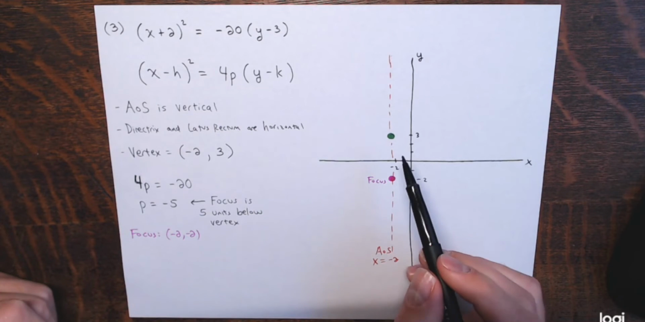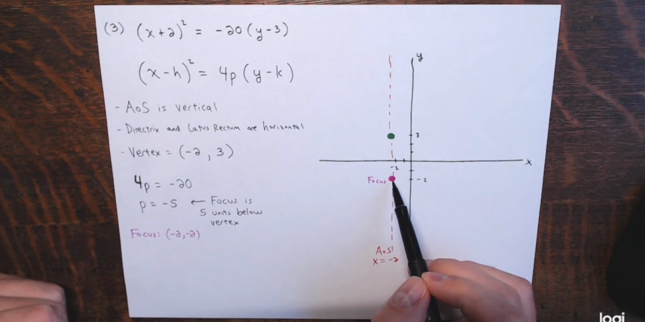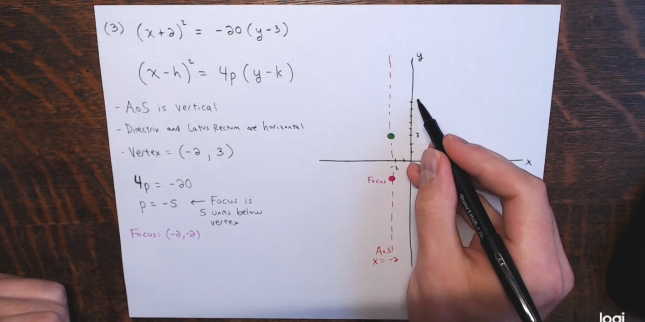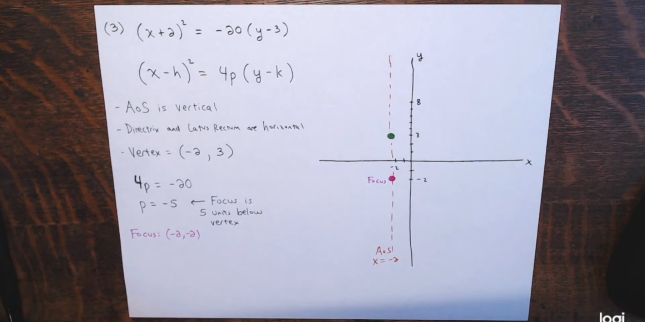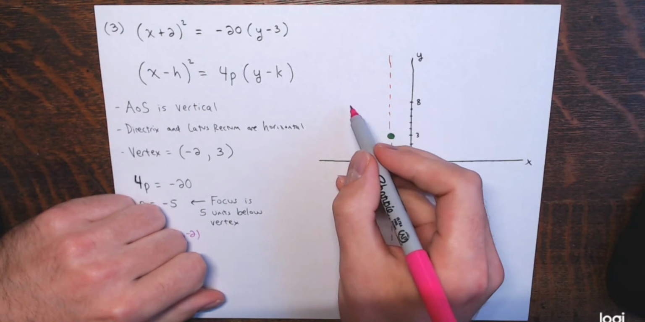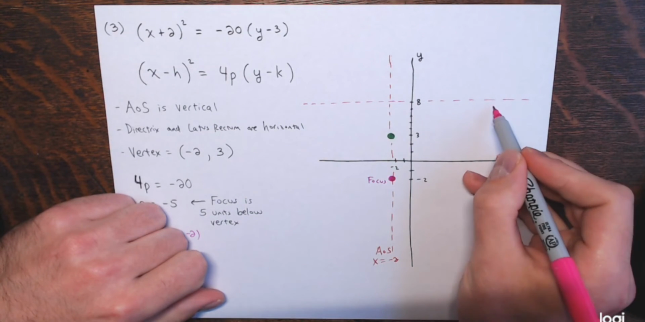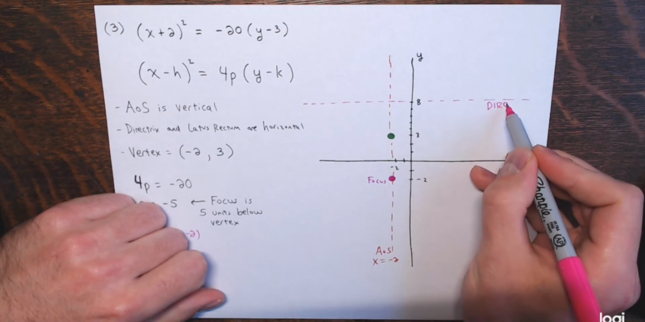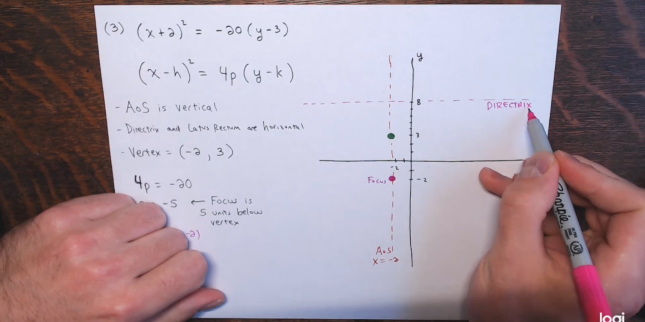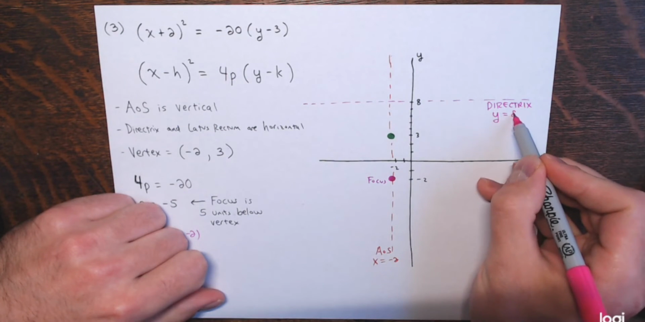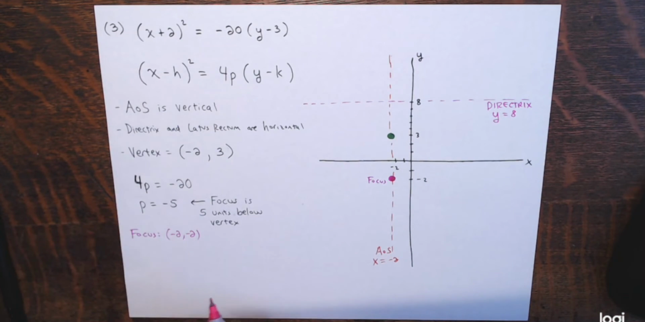Right, and then if the focus is 5 units below the vertex, the directrix will be 5 units above the vertex, and also horizontal, as I mentioned earlier. So here's the directrix. And it's a horizontal line, so y equals, and it's y equals 8, right, which was 5 more than the y coordinate of the vertex.